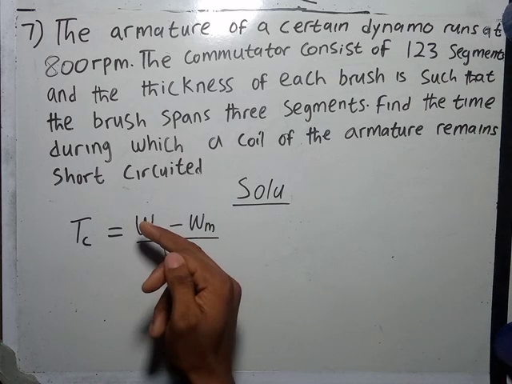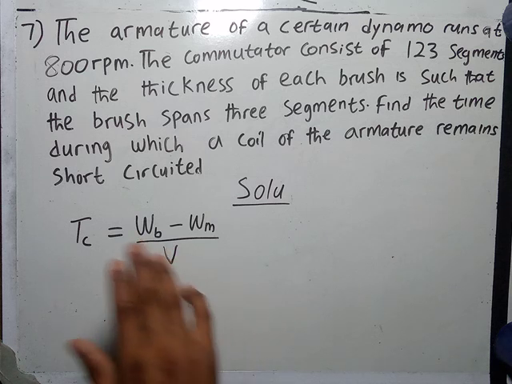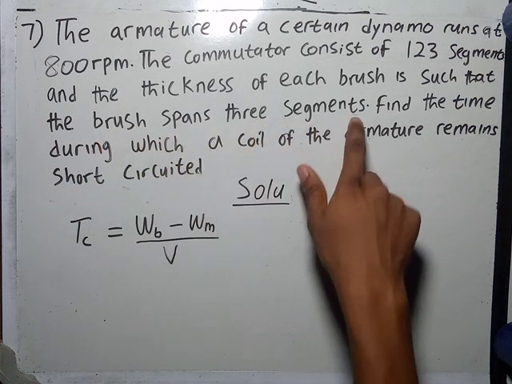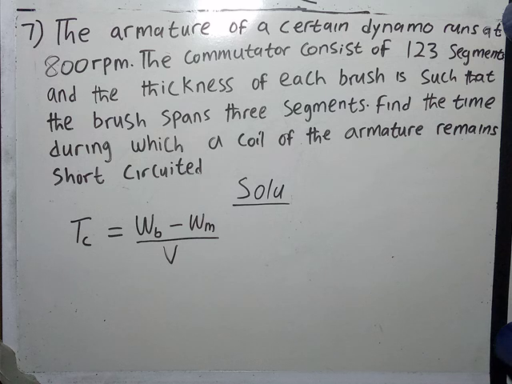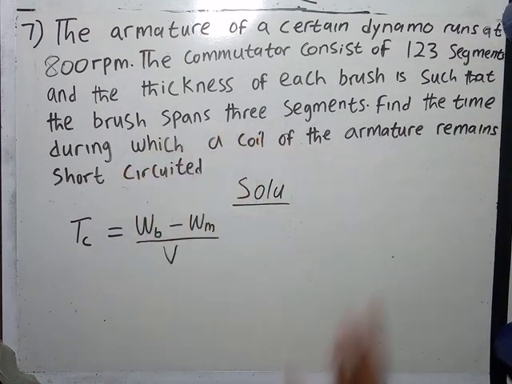Now, the width of our brush wasn't given to us. Instead, we are told that our brush spanned 3 segments, and that of the mica wasn't given, so we'll be neglecting that. So our width is meant to be in the form of a length, in units of length, that's meters or centimeters or millimeters, but what we were given is what? 3 segments.